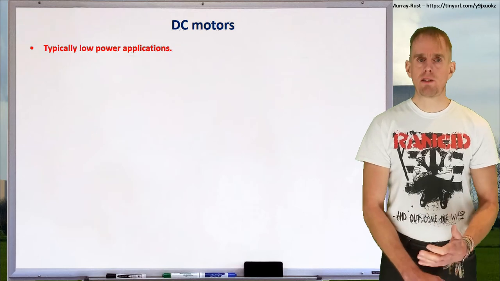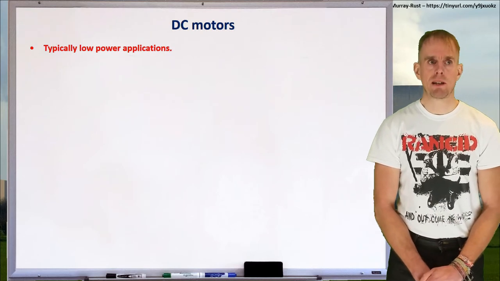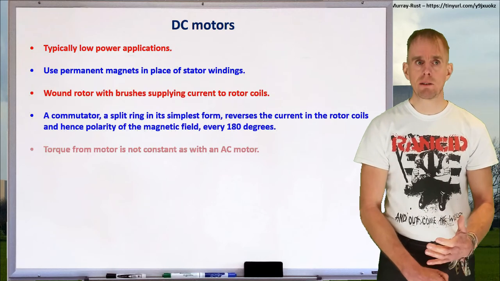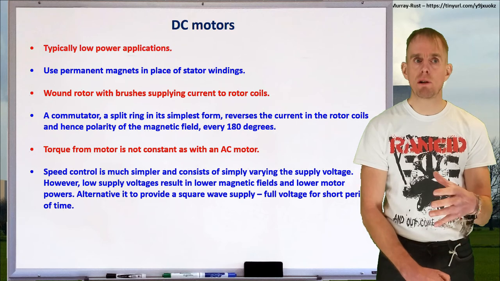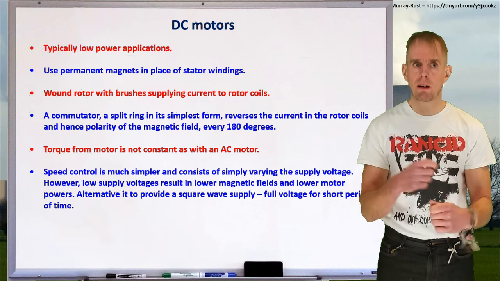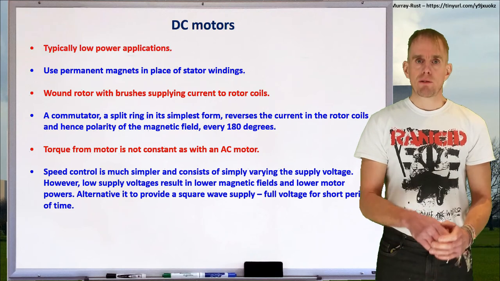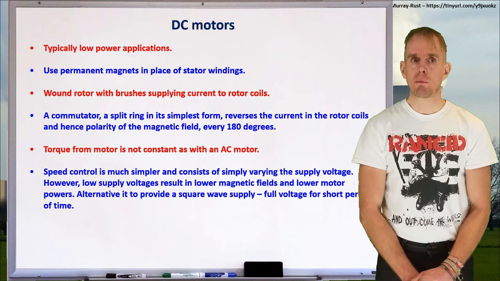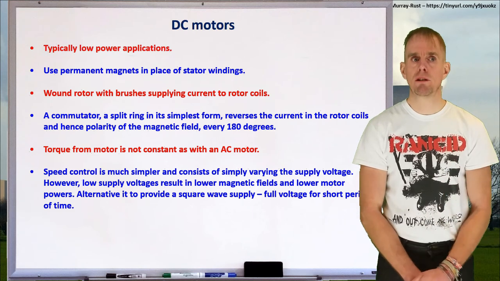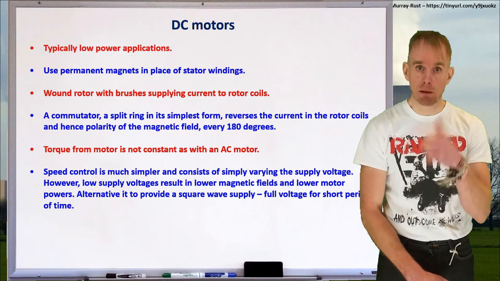Now let's think about DC motors, direct current motors. These are typically used in lower power applications, and they use permanent magnets in place of the stator windings, and you have a round rotor with brushes supplying direct current into that rotor coil. Now, because that rotor is rotating, you have something called a split ring commutator, which reverses the current in the rotor coils, and hence the polarity of the magnetic field, every 180 degrees, so the thing keeps rotating in the same direction.